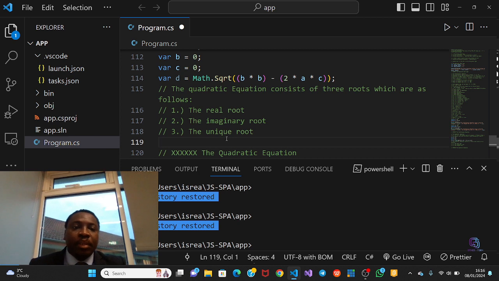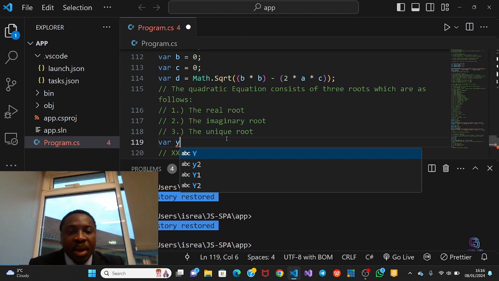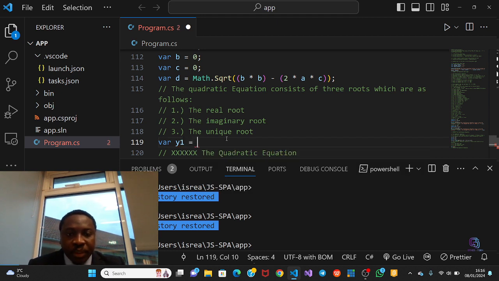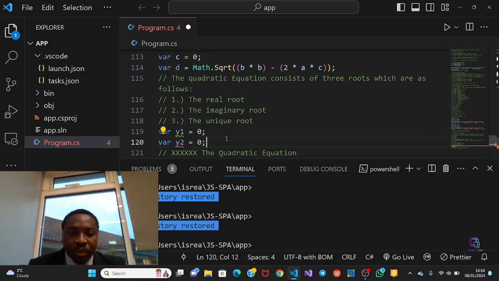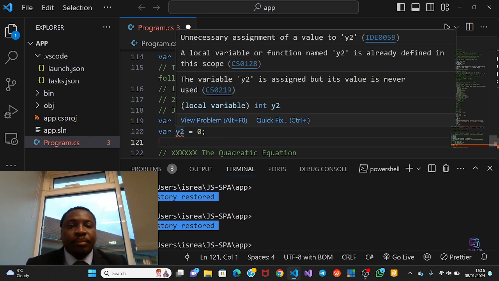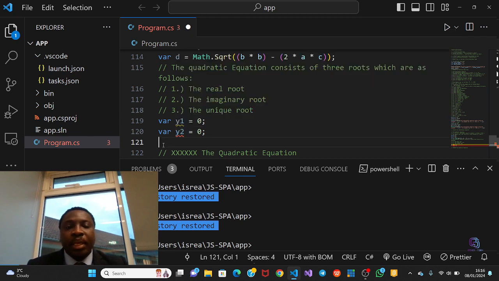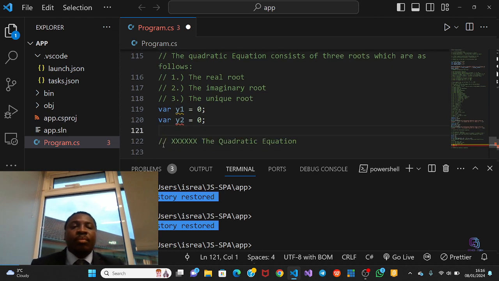So we're going to continue. We have variable d is marked the square root of b squared minus 2ac. So we want to calculate each root. We declare a variable for each root, saying y1 equal to 0. We have another variable y2 equal to 0. Unnecessary assignment, okay. So we want to calculate it. How do we get the final answer of y1 and of y2?